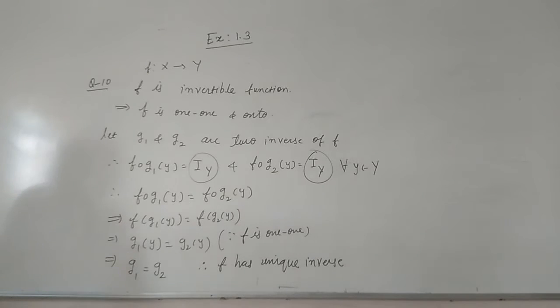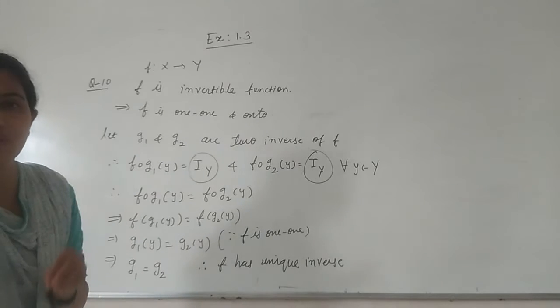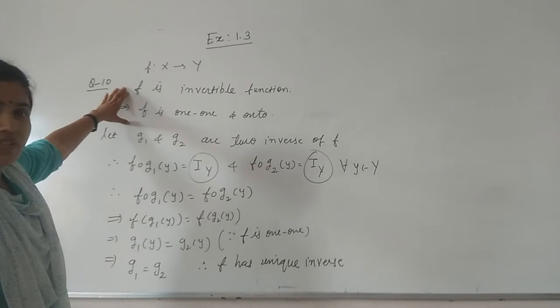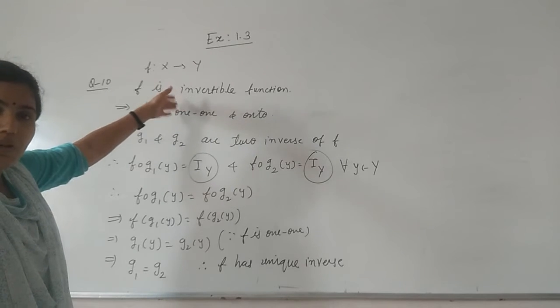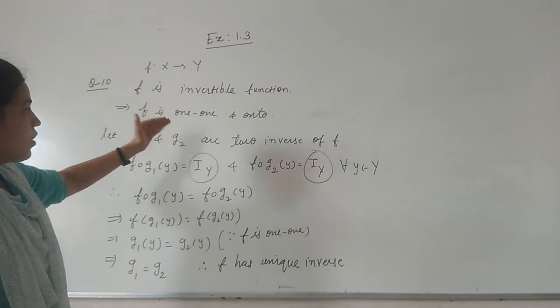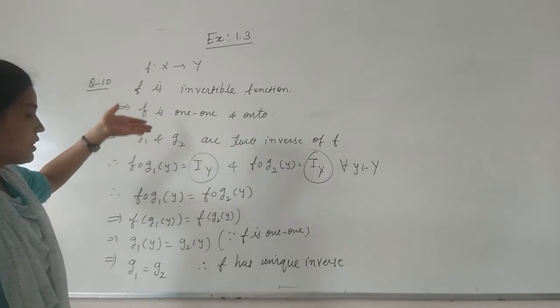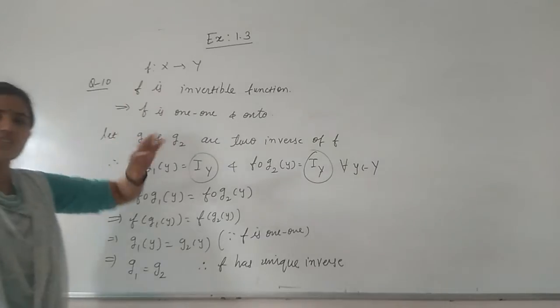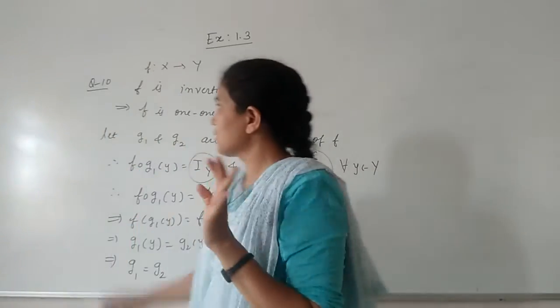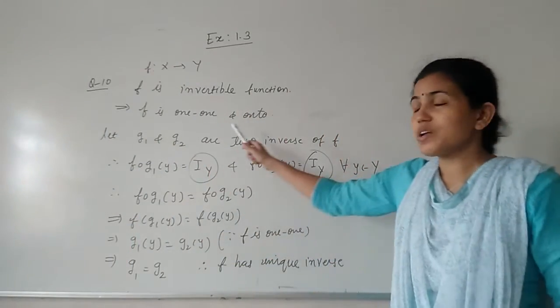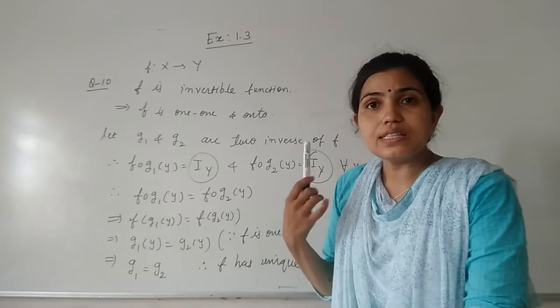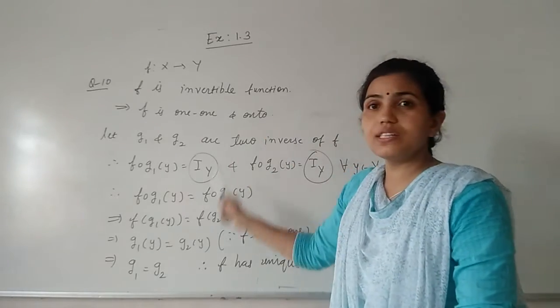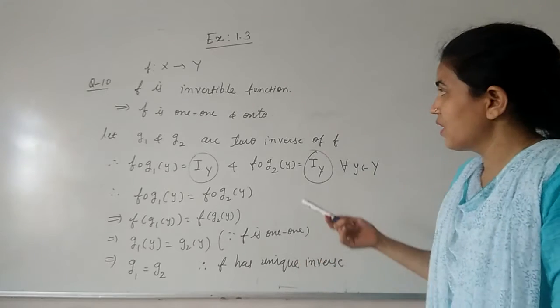Question number 10. How to prove? Okay, I think now you are clear what we have done. First the function is invertible, which is given in the question. So if it is invertible, that is 1-1 and onto. Now since it is 1-1 and onto, that means the inverse must exist. f is invertible means the inverse exists, but I require the 1-1 part, that's why I wrote it. Now as the inverse exists, we are taking G1 and G2 as two inverses of f.